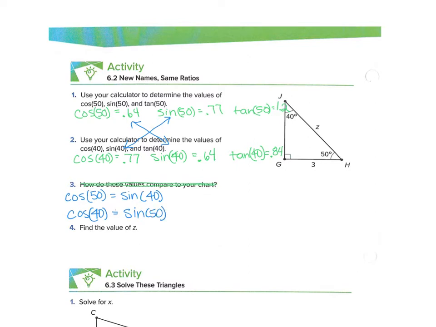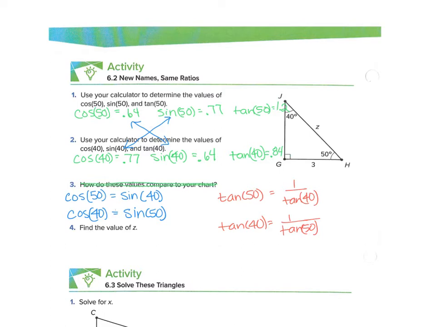When we look at the tangent values, however, that's not the relationship between the tangent of 50 and the tangent of 40. They're actually each other's reciprocal. Reciprocal would be 1 over that number. So for example, the tangent of 50 is equal to 1 divided by the tangent of 40. And the reverse is true. The tangent of 40 is equal to 1 divided by tangent of 50. That would be the relationship between the tangent of my two angles.